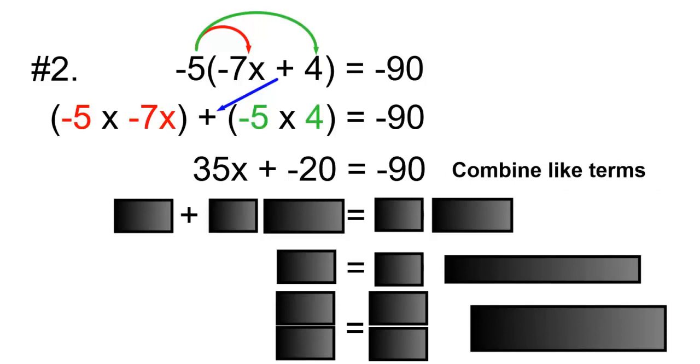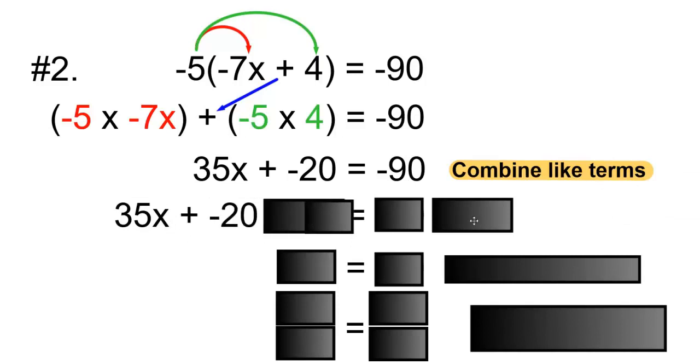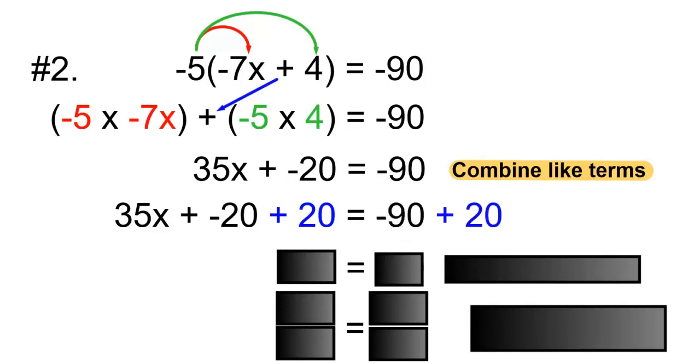Next, combine like terms. The like terms will be the negative 20 and the negative 90. To remove the negative 20 from the left-hand side of the equation, we'll have to add 20. Therefore, we have to add 20 to the right-hand side of the equation. The negative 20 and positive 20 will cancel, leaving us with 35x. And negative 90 plus 20 is negative 70.